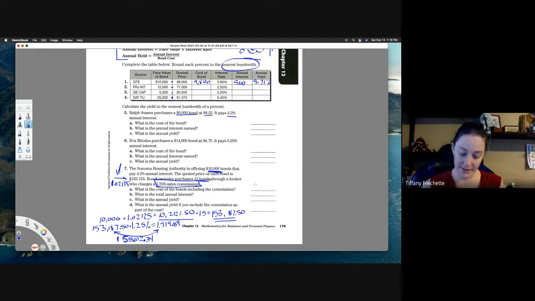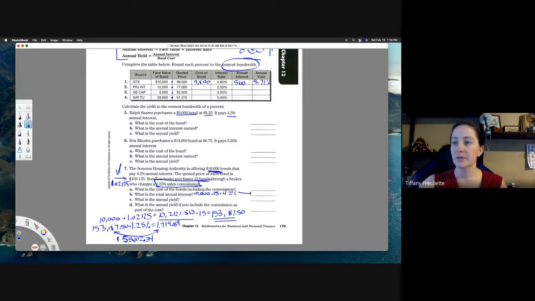And then part B, what is the total annual interest? So that one's, you know, a little bit more straightforward. We have 10,000 each. There's 15 of them, so we need to make sure we multiply by 15, and then we're just going to multiply by the percentage rate. So I'll let you guys finish that calculation off. So that's what you're going to put here.